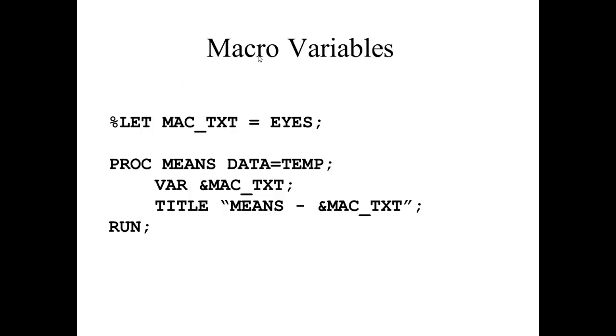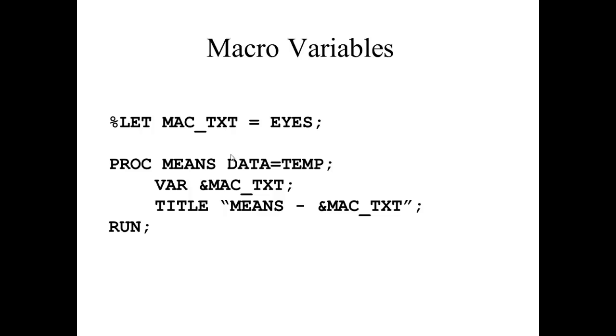And then we see here some code to do the procedure proc means. And we see here proc means data equals temp. And when SAS sees this ampersand and mactext, it's automatically going to substitute in this variable eyes into the var statement. Similarly, when SAS sees the title statement with double quotes, means, hyphen, ampersand, mactext, it's going to substitute in the variable eyes for the title.